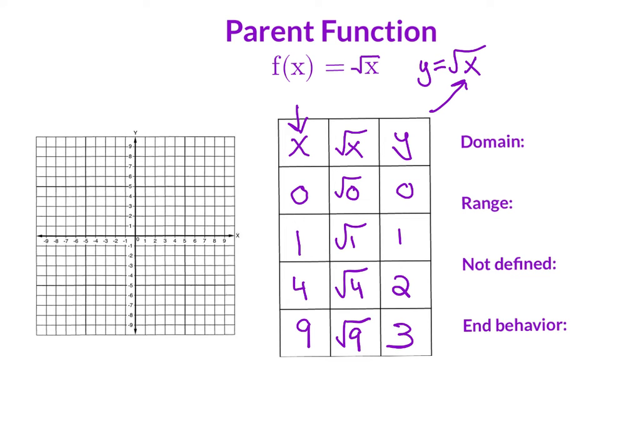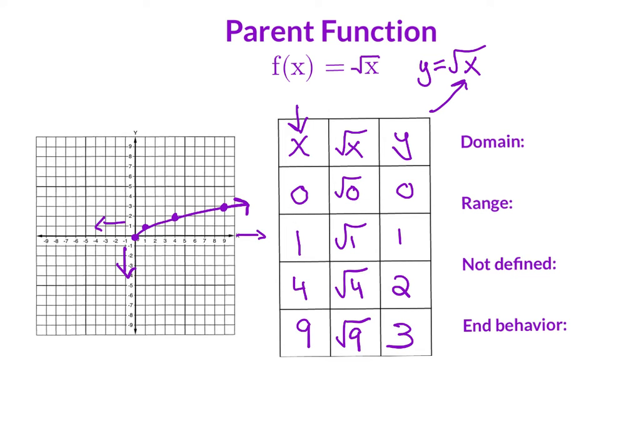So let's just plot those points. 0, 0; 1, 1; 4, 2; and 9, 3. So right there. The x values and y values will keep increasing, but we're never going to have less than 0 this way.